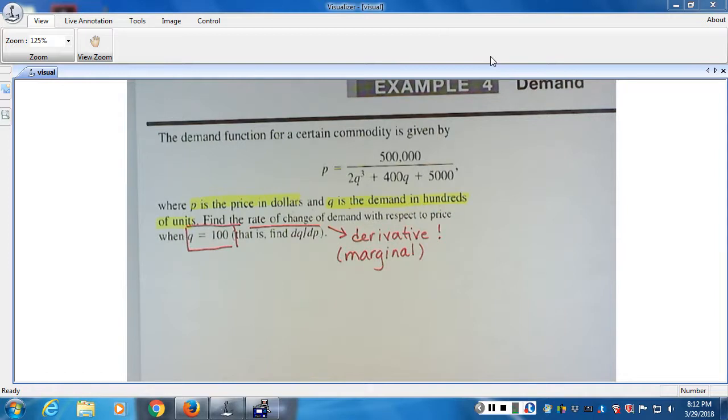Yeah, it's 500,000. No, on the bottom. Well, no, on the bottom, like the comma is, yeah.